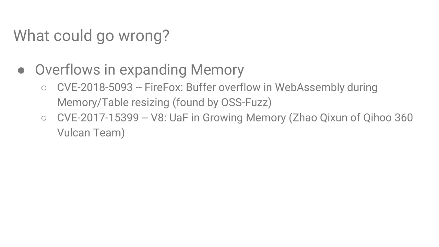So what can go wrong here? Well, there were two interesting and surprisingly similar bugs found in both Firefox and V8. They were both basically that when you grew your WebAssembly memory, it would overflow the integer, causing integer wrap on the integer that stored the memory size, and then it would actually get smaller. And it's kind of funny that both of these bugs happened in different browsers because they were so similar. But I guess that just shows that integer wrapping is a problem and people forget to check for it.